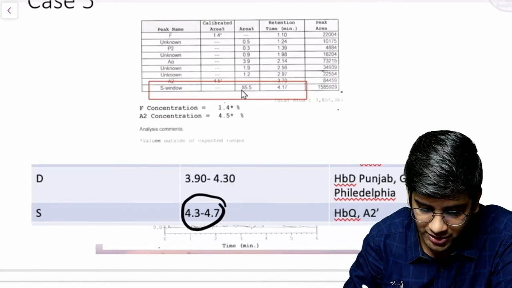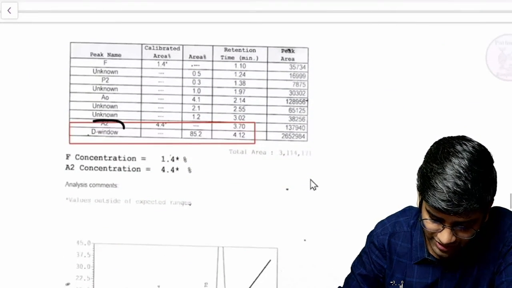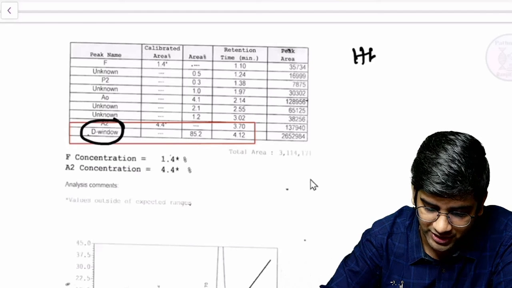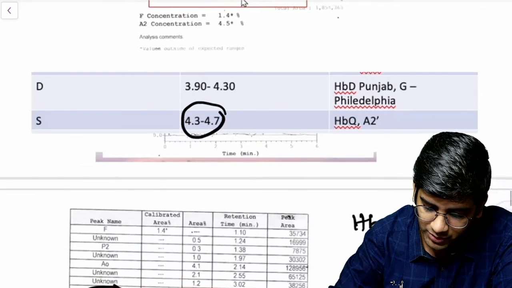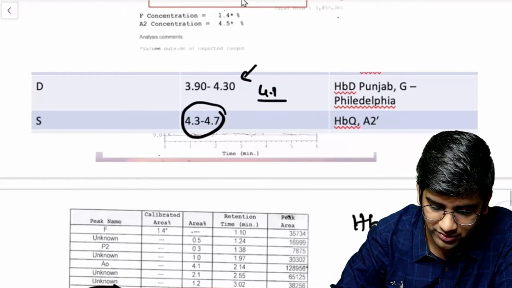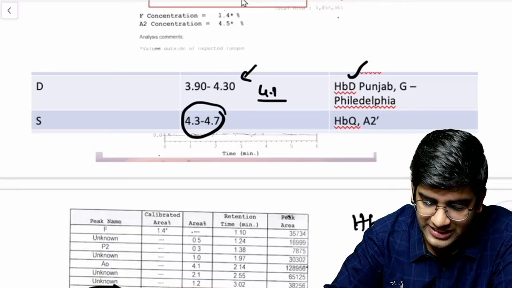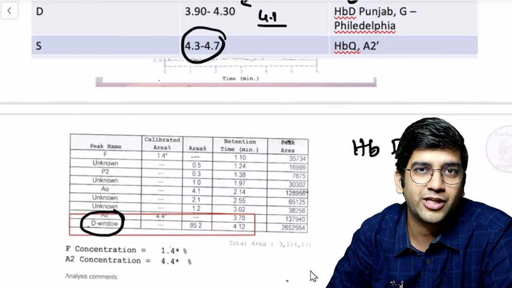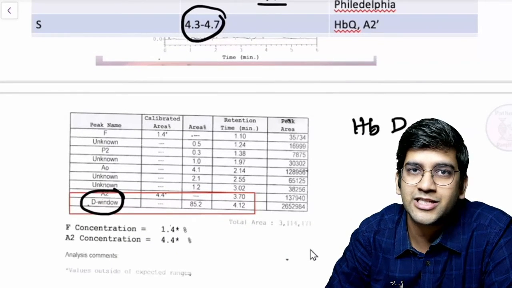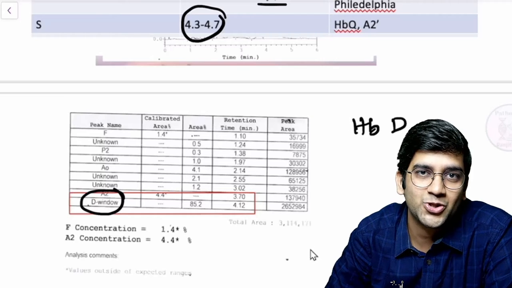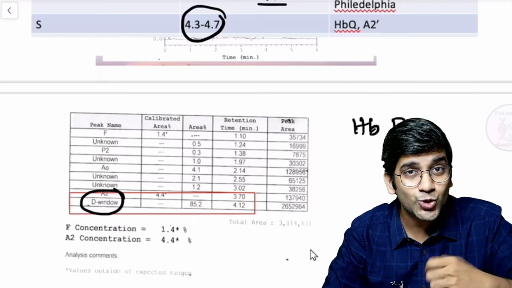After recalibration, what had happened was, it showed a D window. This was HbD. Because 4.1, it should be in this window, right? So it's a HbD Punjab. D Punjab will have microcytic anemia. D Punjab will not have sickling crisis. D Punjab will not have your sickle cells in your sickling test as well, right? This also is very important.